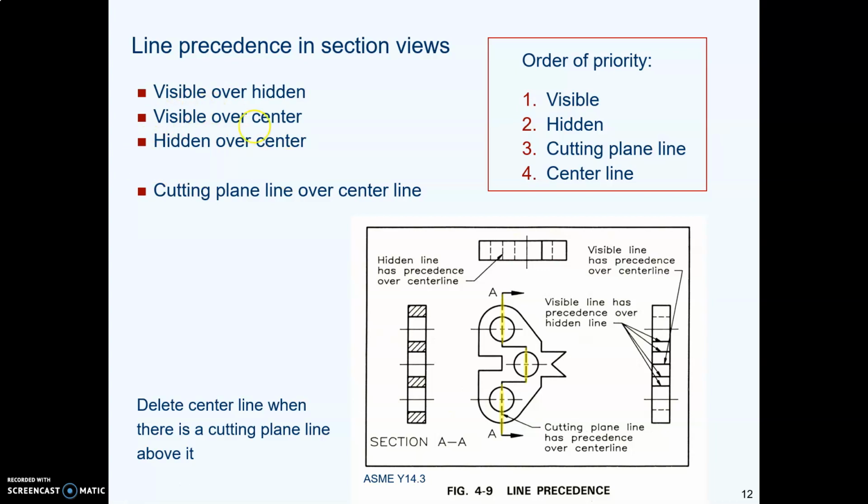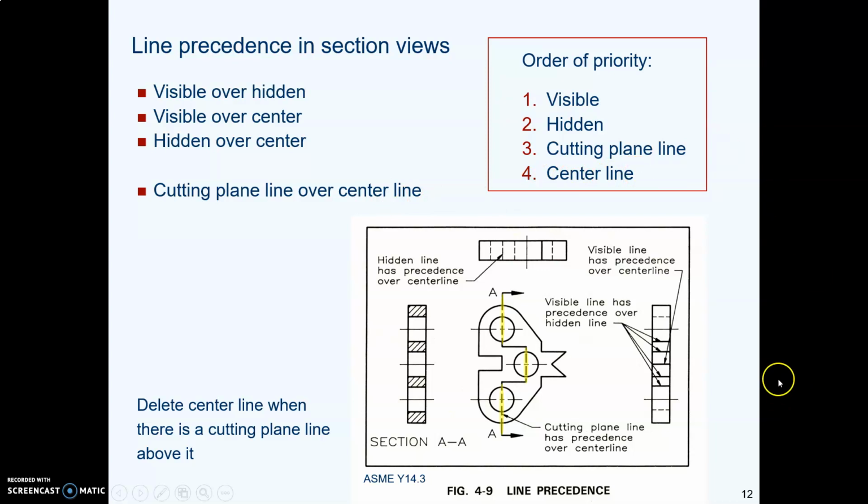According to ASME, if you have a hidden line and a center line, you just show the hidden and you remove the center line. But what's especially important for you as you're drawing a section view is that the cutting plane line takes precedence over the center line. Center line is at the bottom of the priority list.